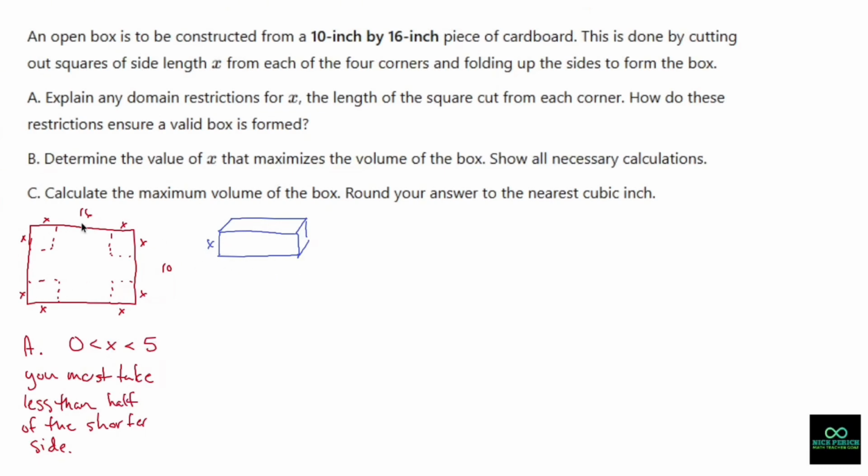The length of the box is found by taking away 2 of these x's. So 16 minus 2x, and the depth, or whatever you want to call it, the width of that box is going to be doing the same thing, 10 minus 2x. We just don't know what x is. Determine the value of x that maximizes the volume of the box. Show all necessary calculations. Well, the way you use it, and by the way, this process is called optimization.